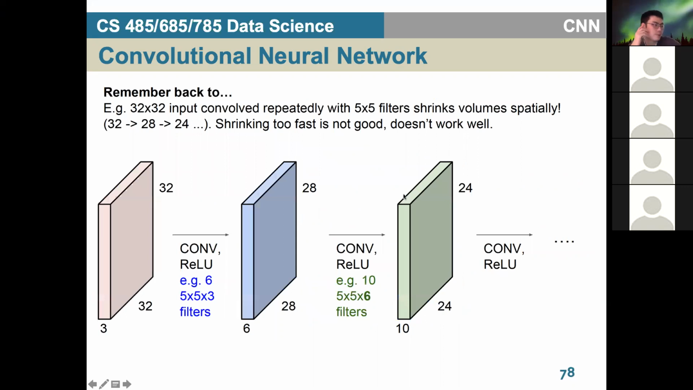And so in this way, if you want to not shrink, you can use same padding, right? And we'll adjust the 0 padding to make sure it doesn't shrink. Okay, because if you shrink, then you cannot do deep learning, right? You shrink to 0, shrink to 1 quickly.